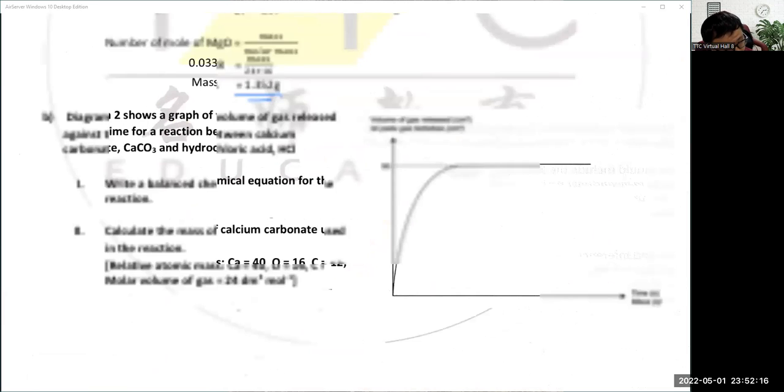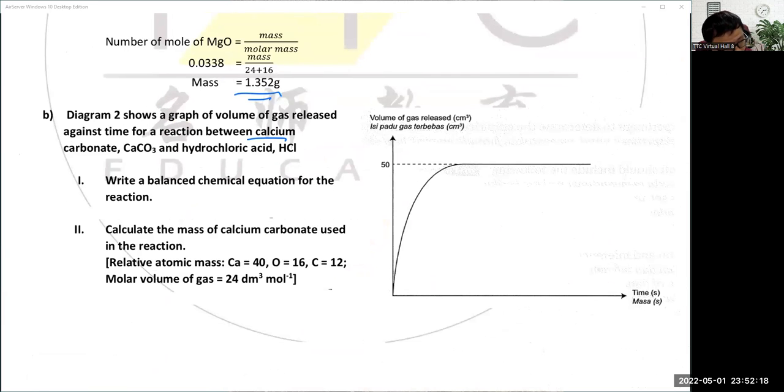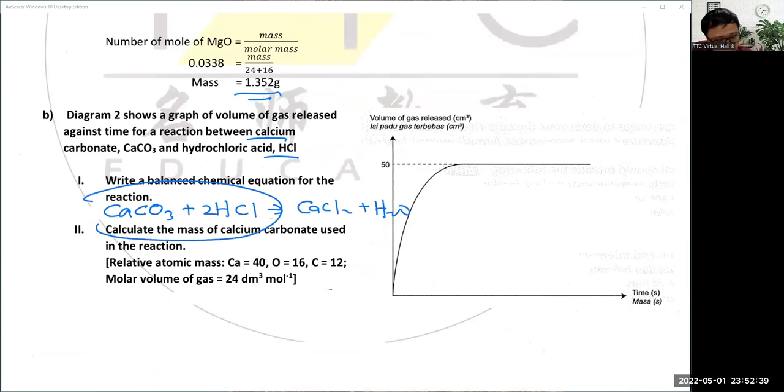Write a balanced equation for this. Let me check. Calcium carbonate, dilute hydrochloric acid. So calcium carbonate, dilute hydrochloric acid. For this one, it's supposed to give you the product. So CaCl2, you can write down first, H2O. It's supposed to tell you the product is calcium chloride and H2O. Because in the Form 4 first term exam, you no need to know what product these 2 chemicals react to produce. Okay. So calculate the mass of calcium carbonate used.